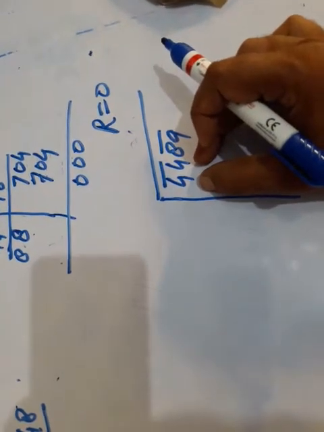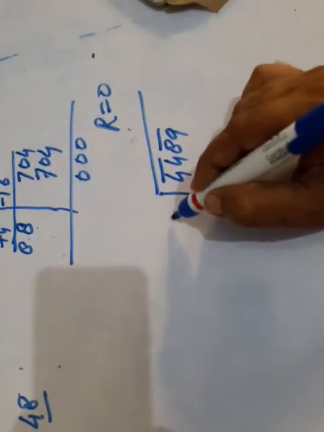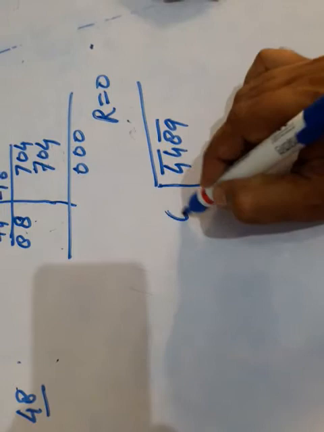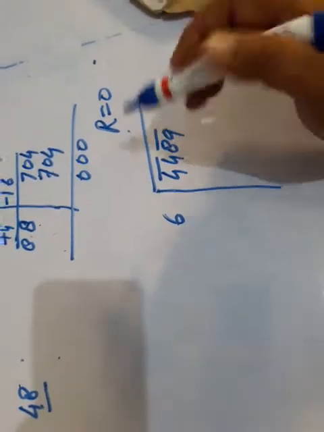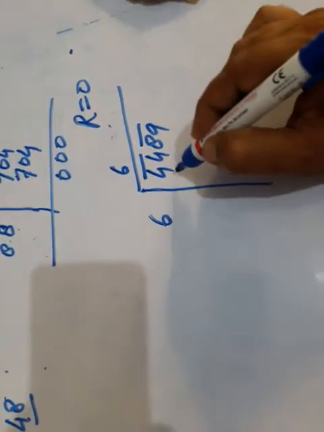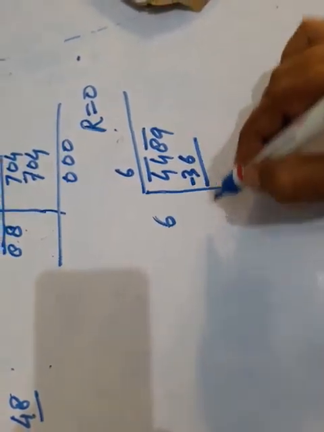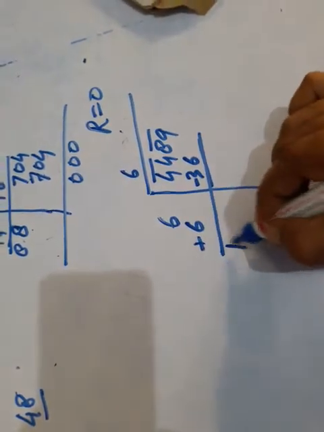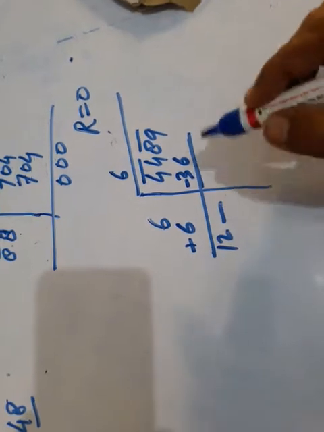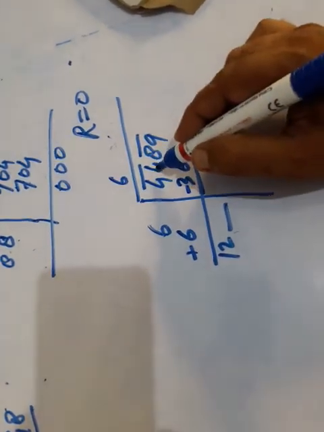44 is your current dividend. So according to this 44, you have to select a divisor. Let us take divisor 6. Now 6 you have selected, so 6 sixes are 36. Now the same 6 will be added over here, and that will be written over here, leaving one place blank here. Now subtract.